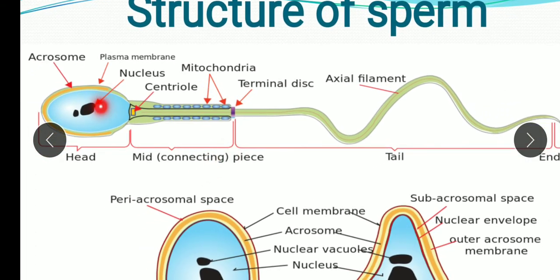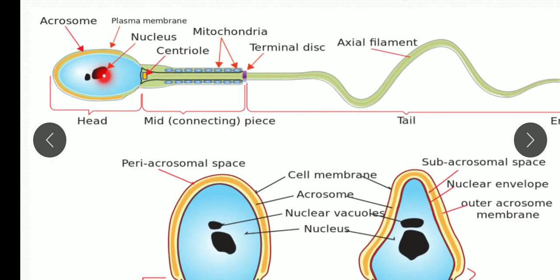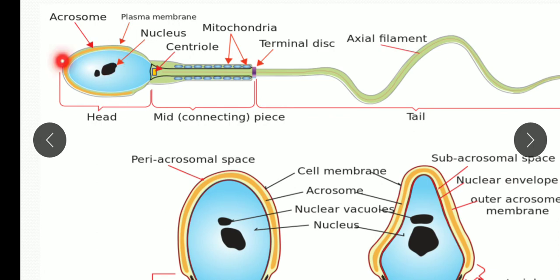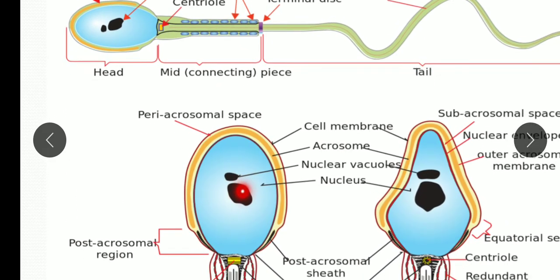It consists of the head region, then the middle piece, and the vibratile tail, which is also known as the flagellum. Now, what are the structures present in the head region that we study? The anterior part of the head region is slightly conical in shape, and it contains the male pronucleus and an acrosome. So this is the acrosome region. The nucleus, when we see it, is a long and ovoid structure.